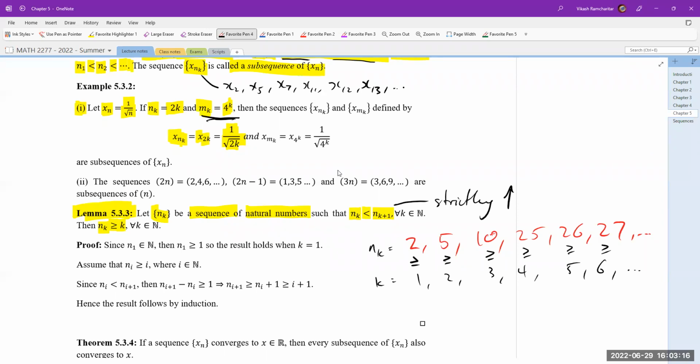The proof of this, I'll leave you all to go through. The proof is very easy, by induction, right? But it's something nice to know. This kind of comes in handy later on in other courses. nk is bigger than or equal to k.